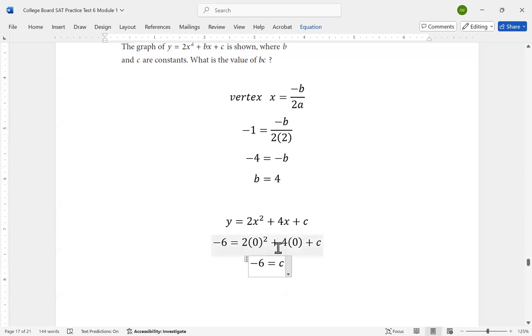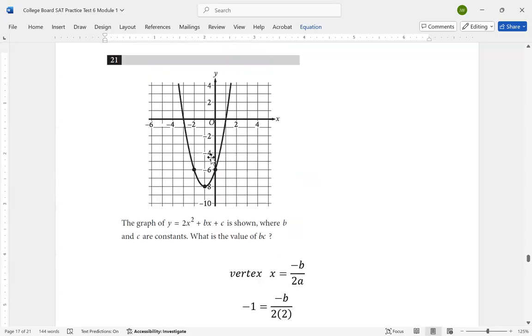Once again, 0, -6 is not the only option you could plug in. You technically could have plugged in -2, -6. It looks like it goes through the point 1, 0, so you could have plugged in 1, 0, or -3, 0, or you could have plugged in the vertex itself of -1, -8.